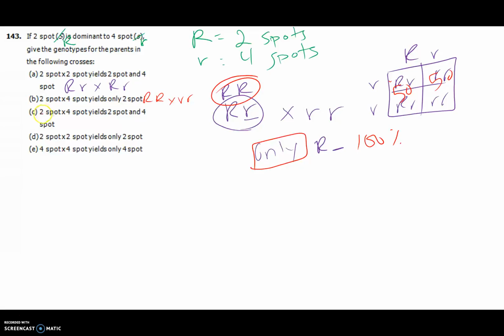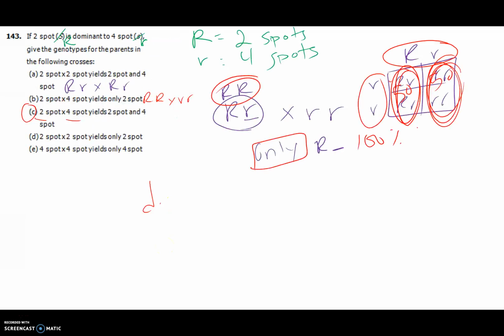Now, here, a 2 spot and a 4 spot yields 2 spots and 4 spots. Oh, cool. Look, I already did that one. So for part C, I have my 2 spot and my 4 spot is going to yield 2 spots and 4 spots. Awesome. If I look at part C just on that question, nope, that's right. Okay, now we're going to go to part D.